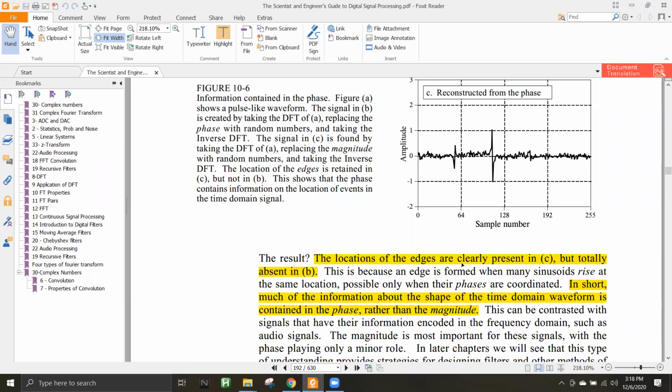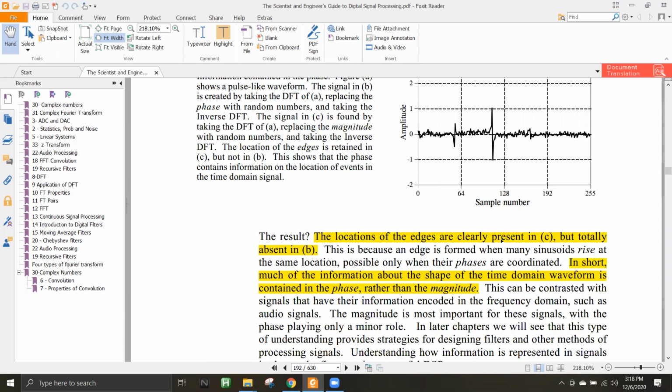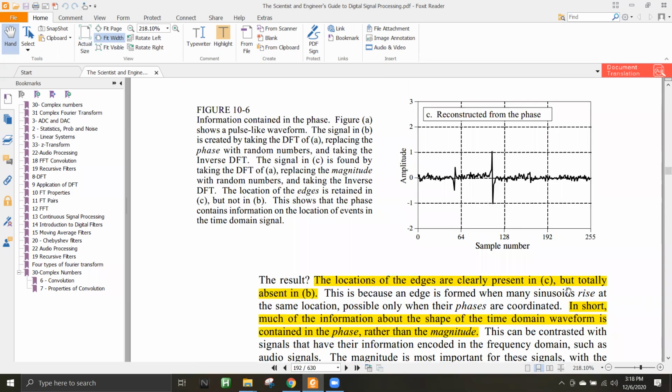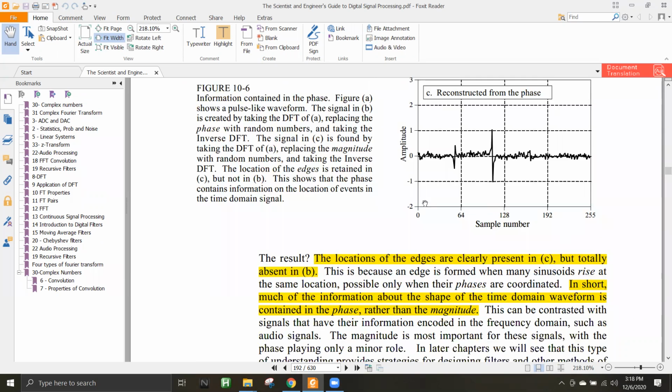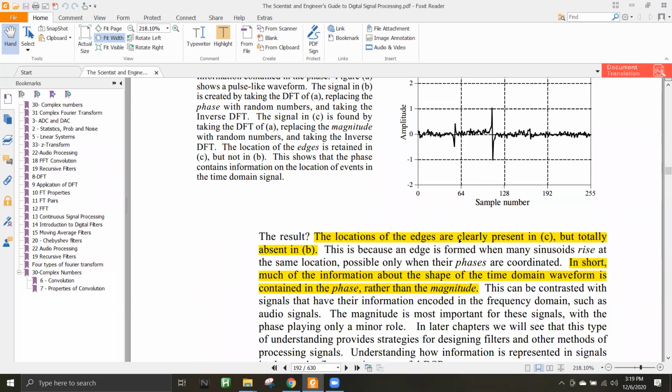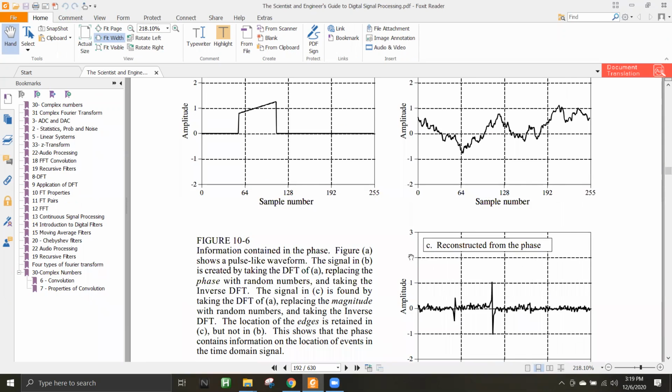So this particular experiment shows that the locations of the edges are clearly present in C, but totally absent in B. That means the phase information contains the edge information, but the magnitude does not. Okay, so in short, much of the information about the shape of the time domain waveform is contained in the phase rather than the magnitude. So this is the ultimate takeaway of this experiment that we just discussed.